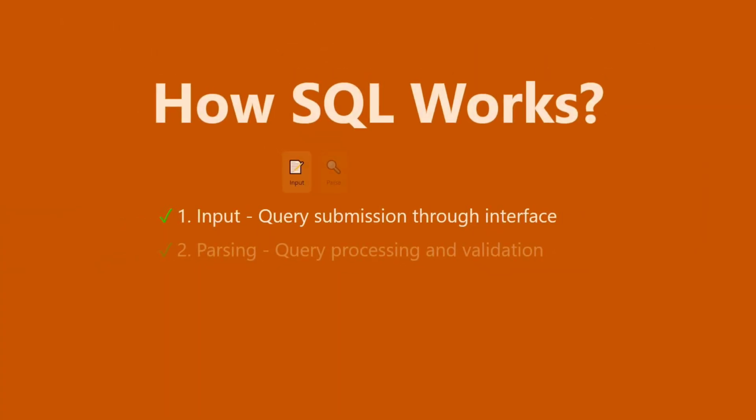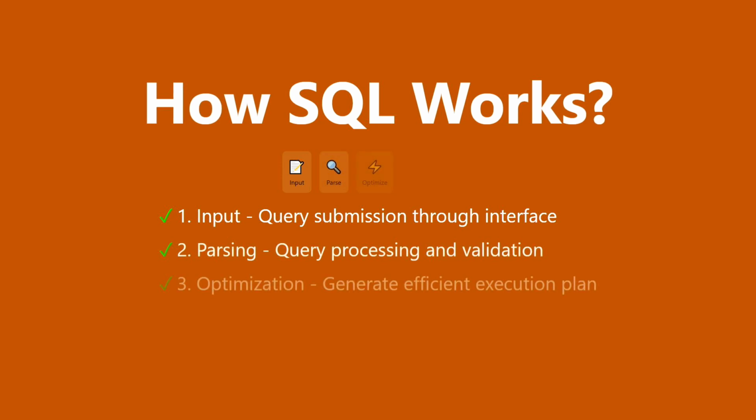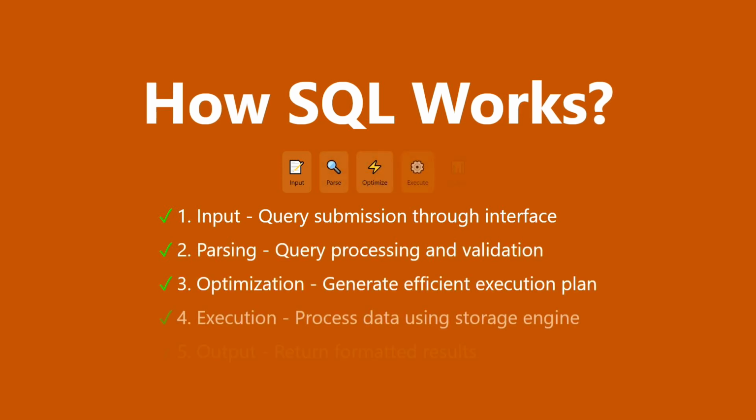Now let's have a look at the working of SQL. The process begins with the input, when you submit a query through an interface. Next comes parsing, where the database engine processes and validates the query. Then optimization occurs. The database generates the most efficient plan to execute the request, and after that, execution happens. The data is processed using the storage engine, and finally, you receive the output, the formatted result of your query.